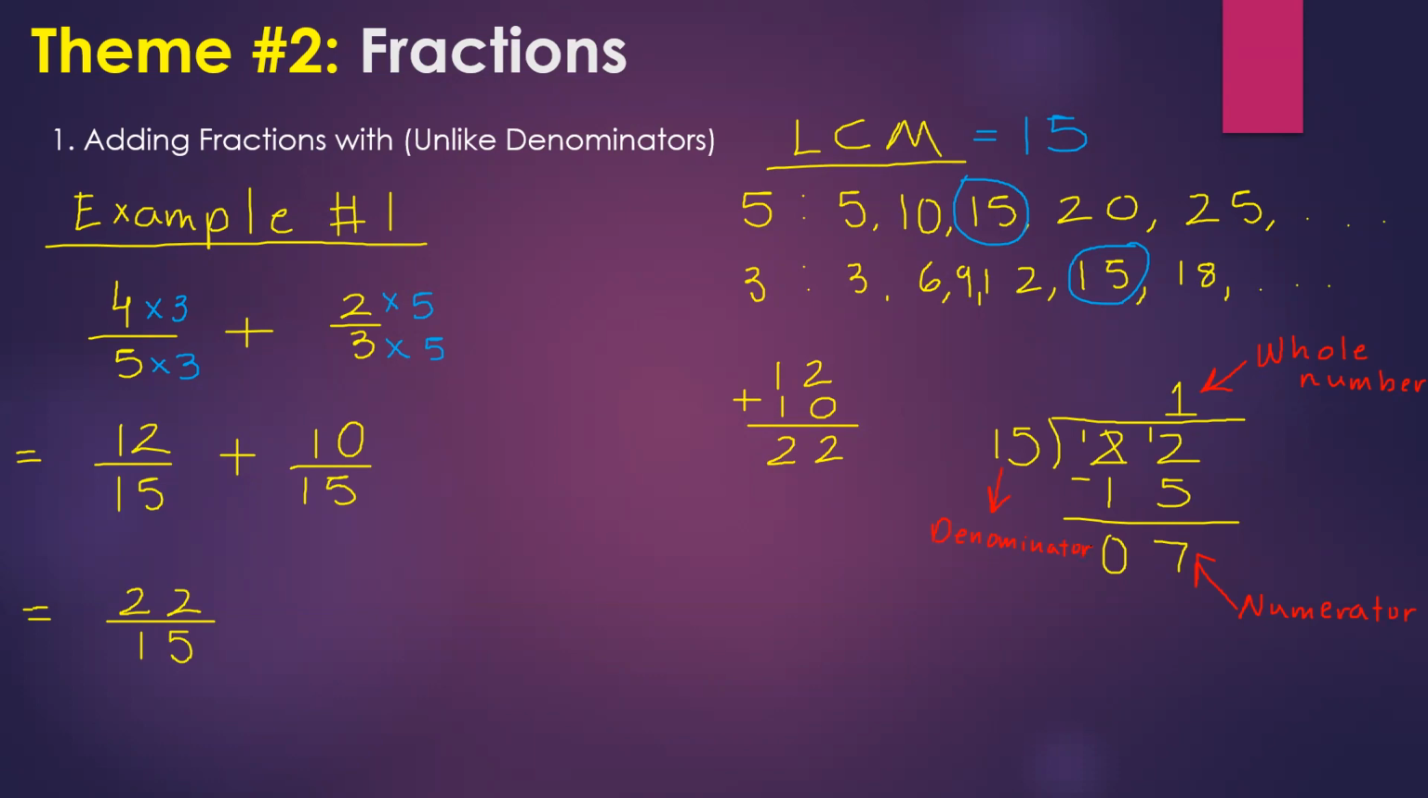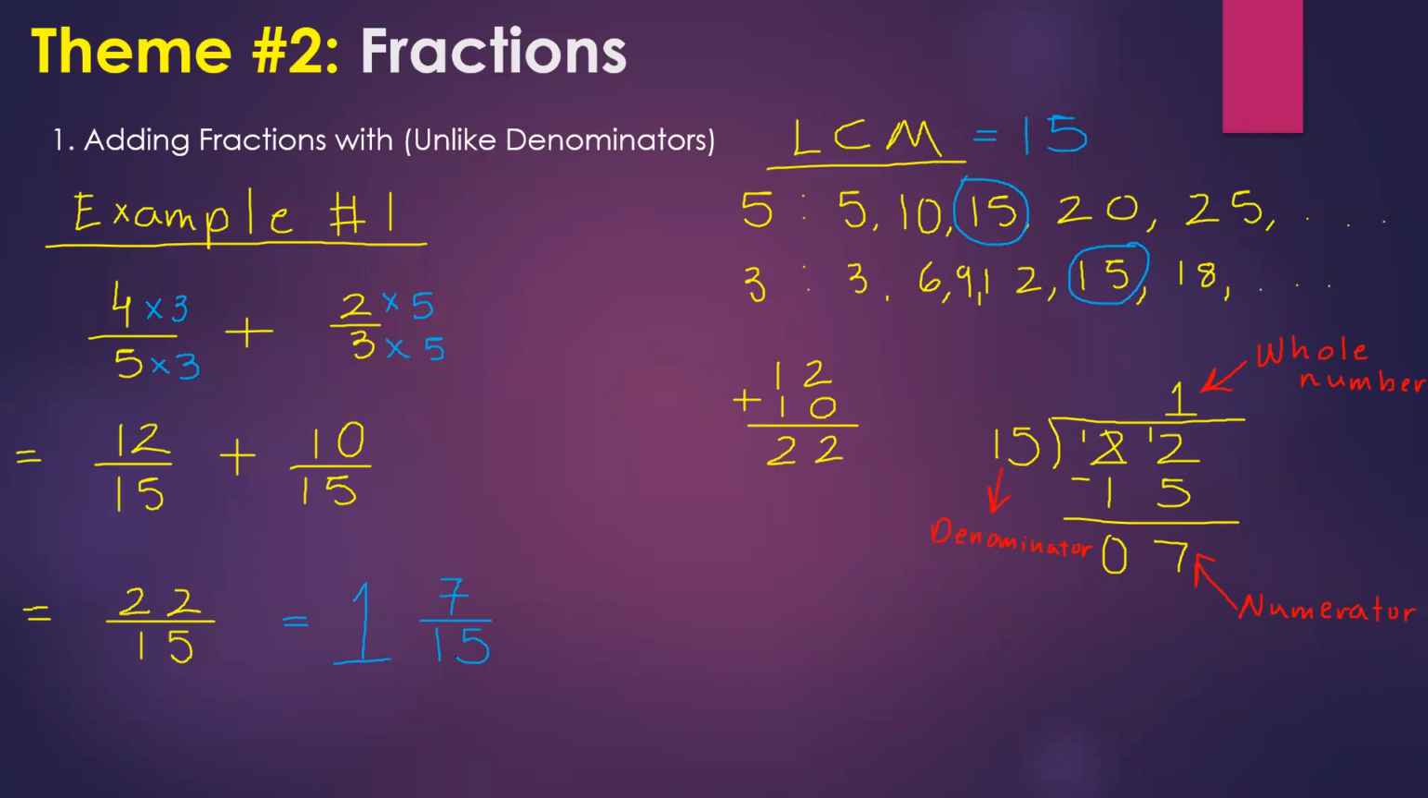All right, good. So the answer is actually going to be equal to 1, because 1 is the whole number. And then what's the numerator? 7. What's the denominator? 15. So the answer is 1 and 7 over 15.